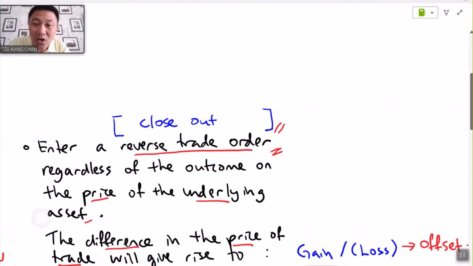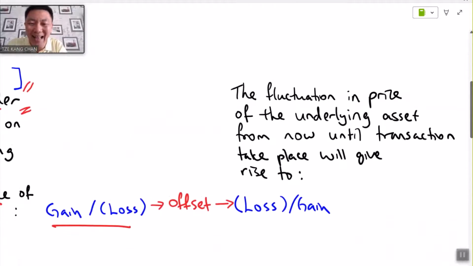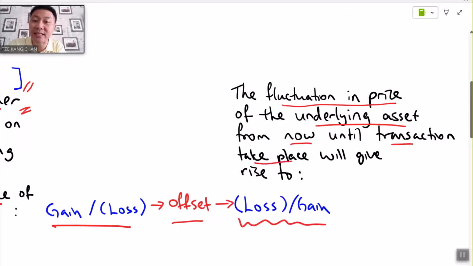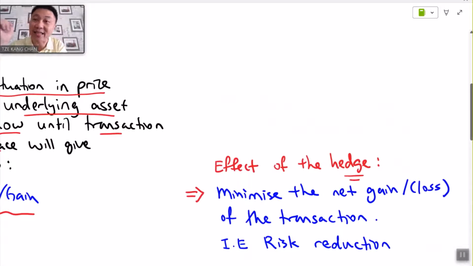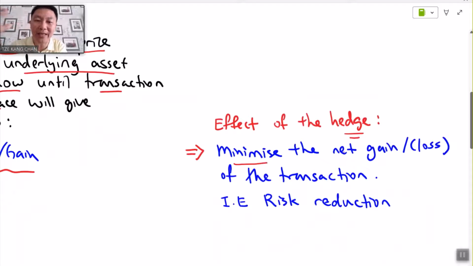These gains or losses are then used to offset the loss or the gain arising from the fluctuations in the price of the underlying asset from now until the physical transactions take place at a later point. As a result of the netting off, this offsetting effect is therefore providing a controlling effect, and this is the summary of the hedge result using futures contracts, which is to minimize the net gain or loss from the transaction.